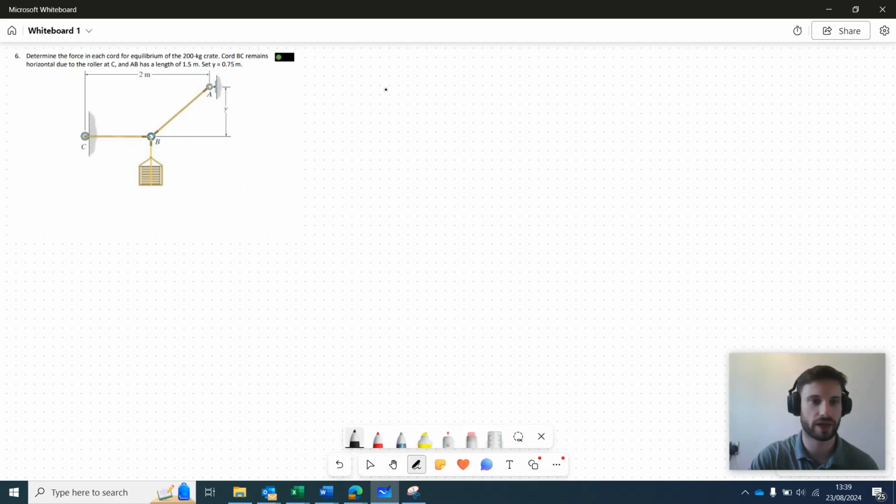We have this problem here: determine the force in each chord for equilibrium of the 200 kilogram crate. Chord BC remains horizontal due to the roller at C, and AB has a length of 1.5 meters, Y is 0.75 meters. As you might typically do for a problem like this, let's start by drawing a free body diagram.